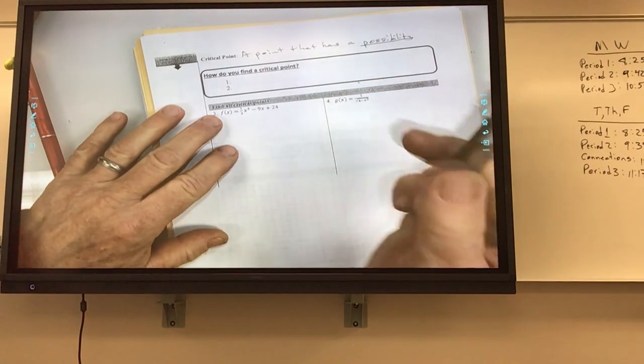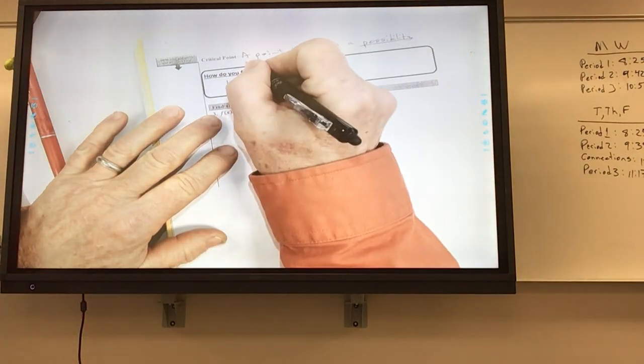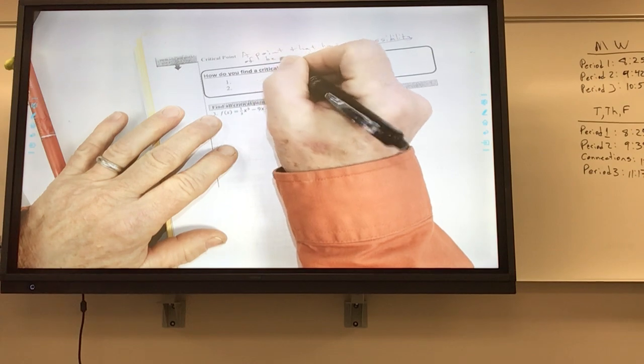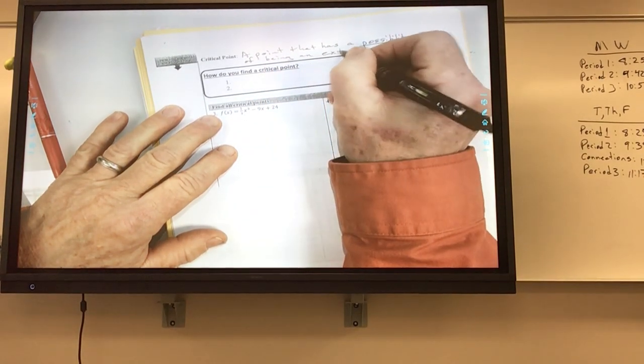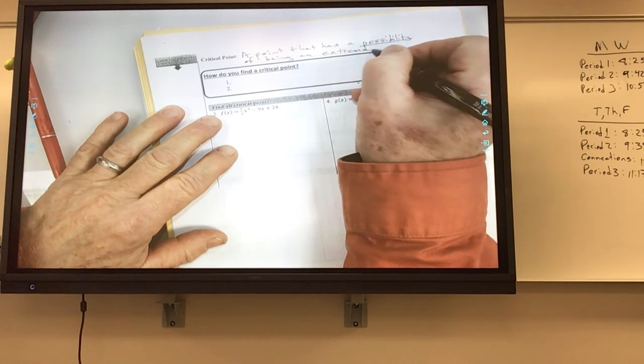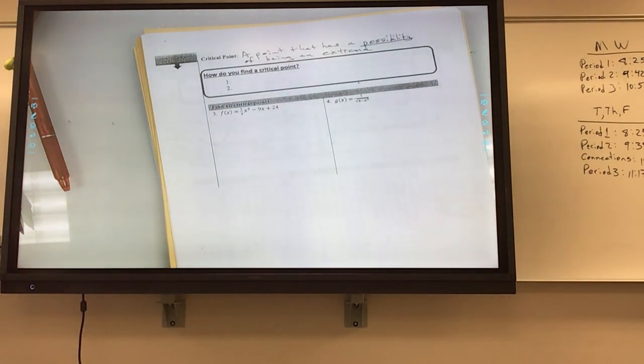A possibility of being an extrema. And what do I mean by extrema? I mean either an absolute max or min, or I mean a relative max or min, or what I could say, Audrey, a turning around point. I'm headed in the other direction. I'm headed home. I'm headed back to school.